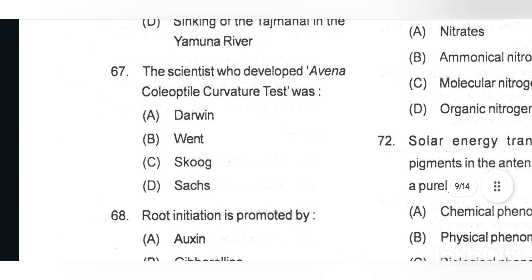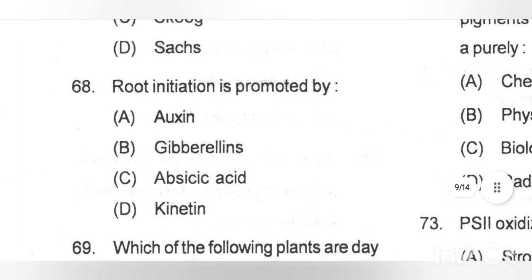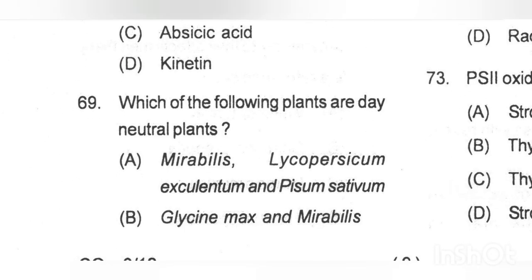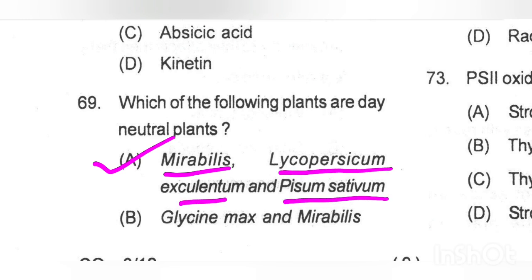Then question number 67, the scientist who developed Avena coleoptile curvature test was F.W. Went. Then question number 68, root initiation is promoted by auxin, option A auxin. Which of the following plants are day neutral plants? So the option A is correct. Mirabilis, Lycopersicum esculentum, Pisum sativum, all these are day neutral plants. The day length does not have any effect on these plants.